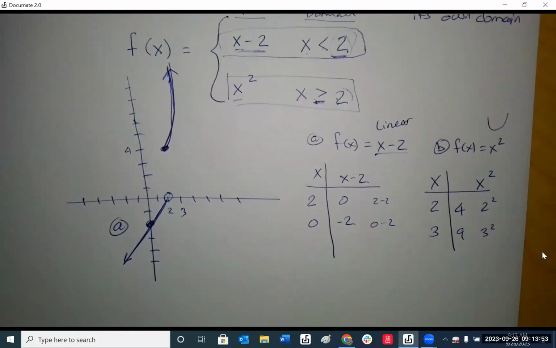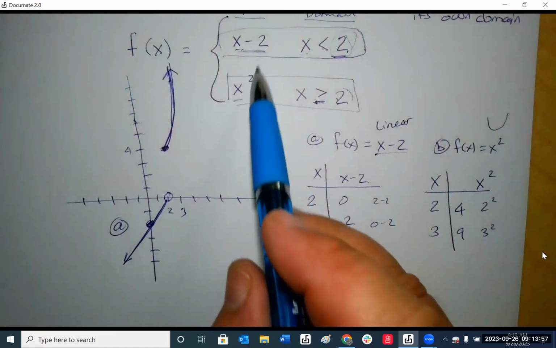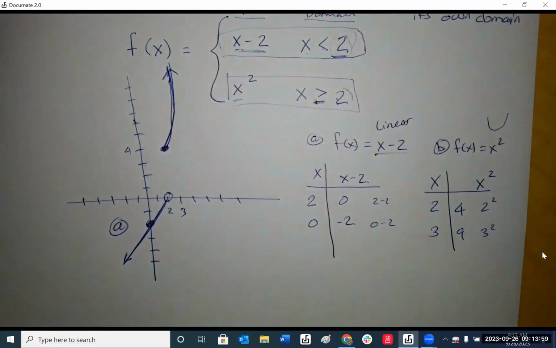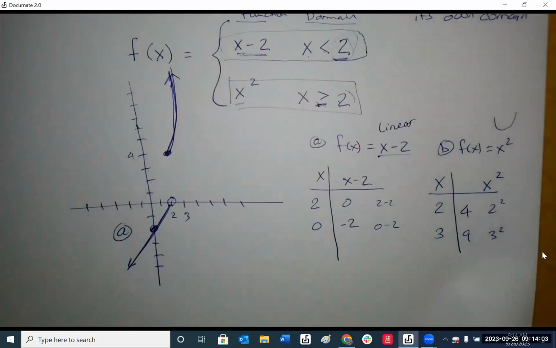So that's all this really talks about: we take multiple functions and put them on the same graph. Let's take a couple of examples here.